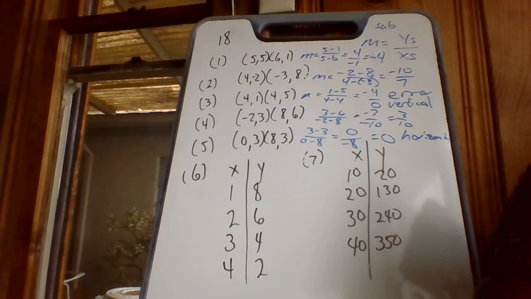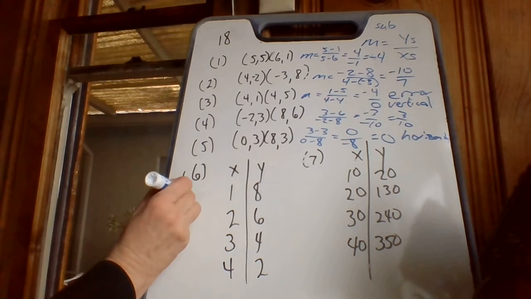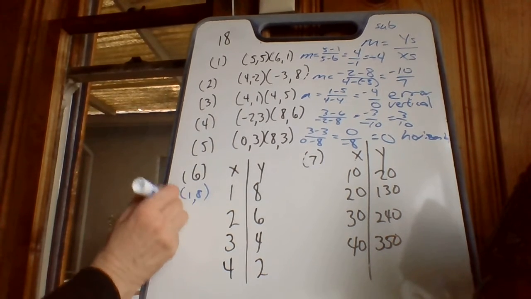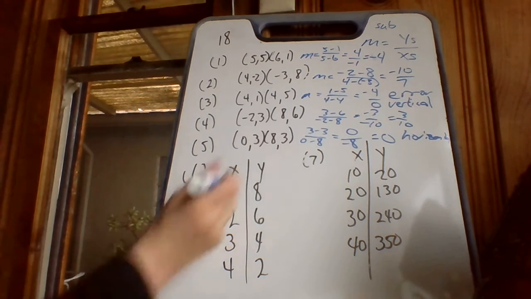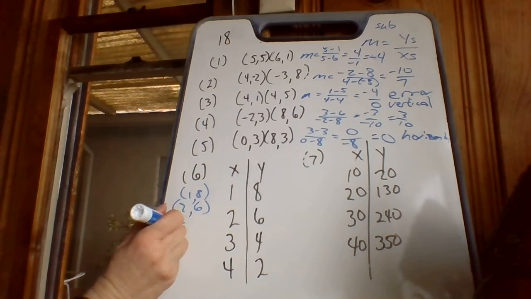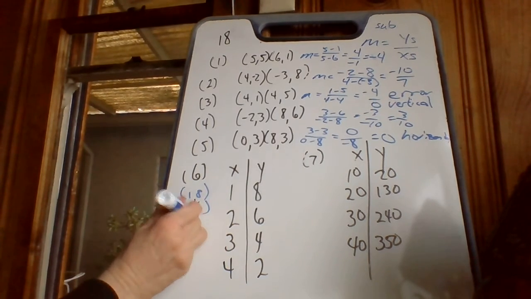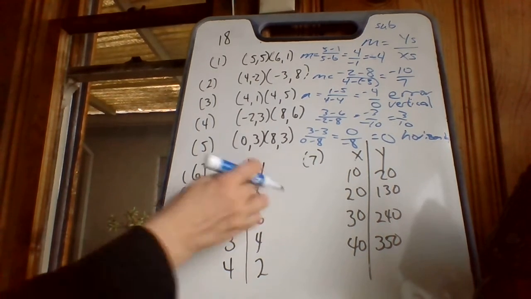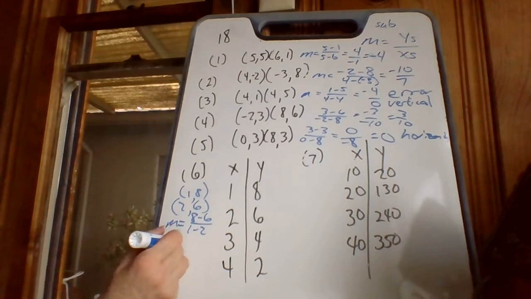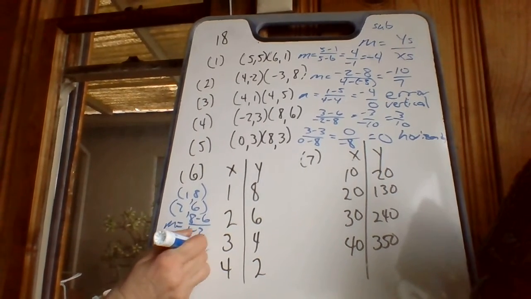Okay, and then 6 and 7, it makes it look more complicated. You know, it isn't. Basically, what you're doing is your choice, moment of creativity: pick any 2 points off the list and use those with the formula. I choose to use the first 2 just because they're convenient. They're right there. So number 6, I've got to start with the y's. 8 minus 6 over 1 minus 2. I've got to be consistent about it. 8 minus 6 over 1 minus 2. So that's 2 over negative 1. So that's negative 2.